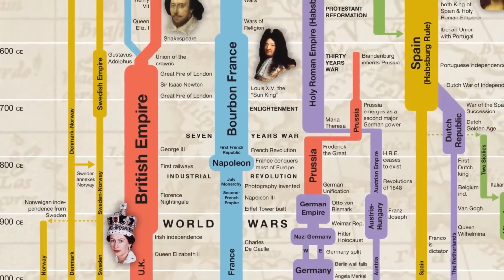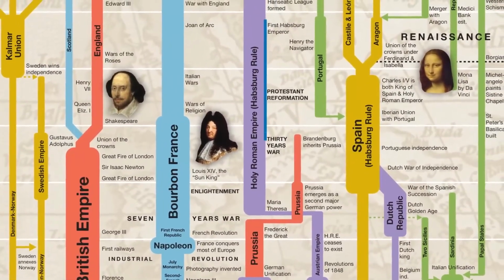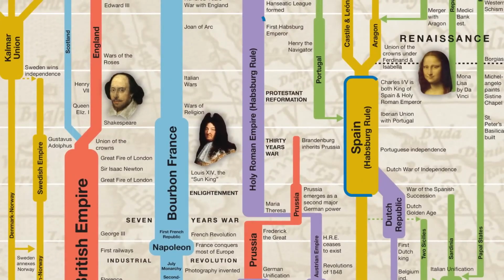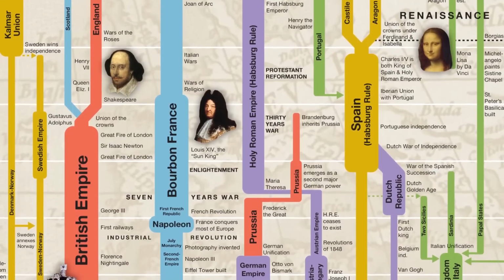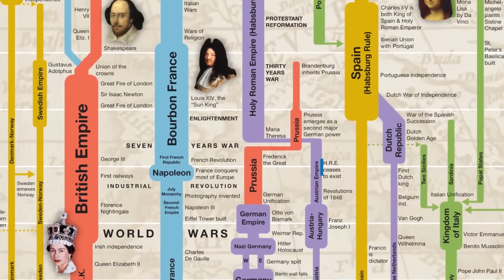Over in Germany, the Holy Roman Empire eventually came to be dominated by the House of Habsburg, which also ruled Spain for 200 years. It was in Germany in the 1500s that the Protestant Reformation began, which led to many new churches splitting away from the Catholic Church, and the 30 Years' War, after which a second major power emerged in Germany, Prussia.